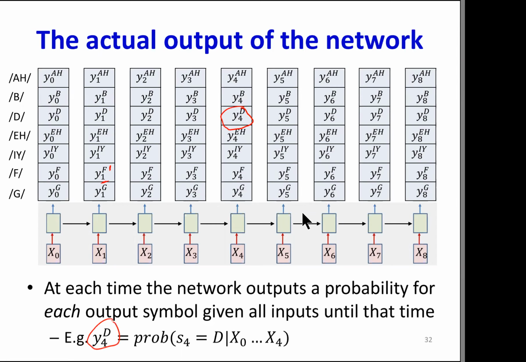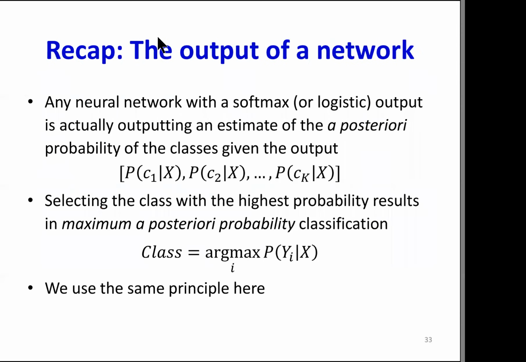Okay, so now, once you realize that this is what the network is producing, then you can begin to make some progress. Any neural network with a softmax or logistic output is actually outputting a probability distribution over classes. When you perform classification, typically you pick the class that has the highest probability. So I can use the same principle over here as well.